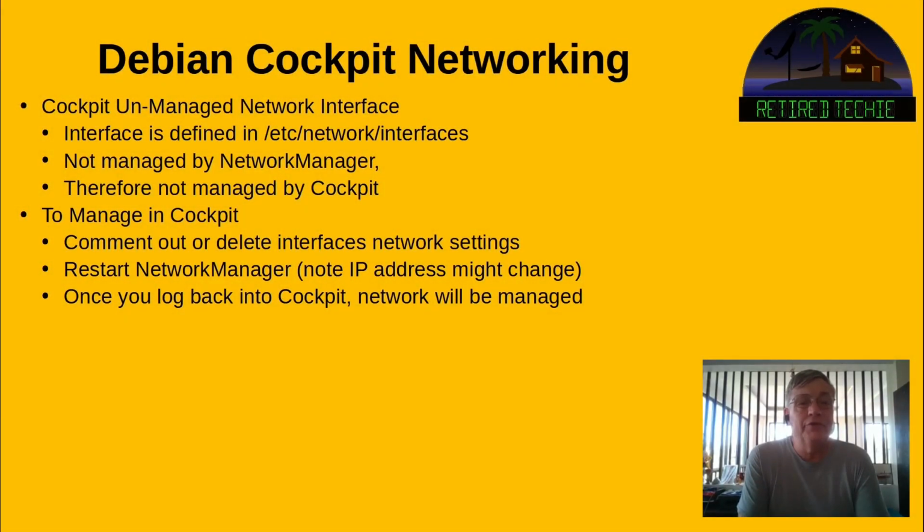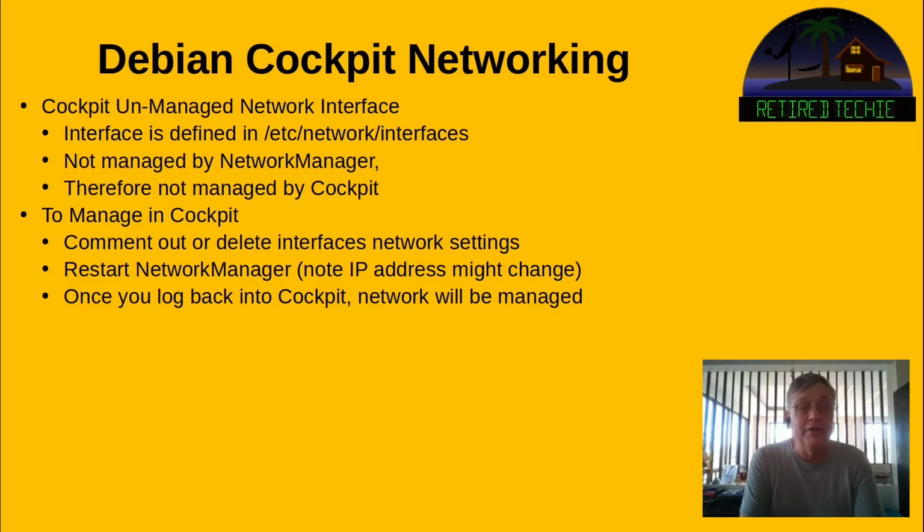Let's talk about Cockpit networking on Debian. In our initial install, and when you do a normal install, you're going to come up with an unmanaged network interface. This is because Debian by default defines the interface in the /etc/network/interfaces file. And when you have an entry in there, NetworkManager will not manage that, only the interfaces file. Therefore, on an initial install, it's not managed by Cockpit.